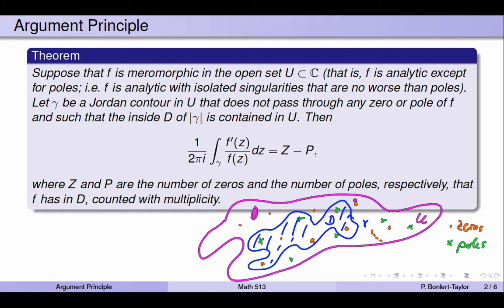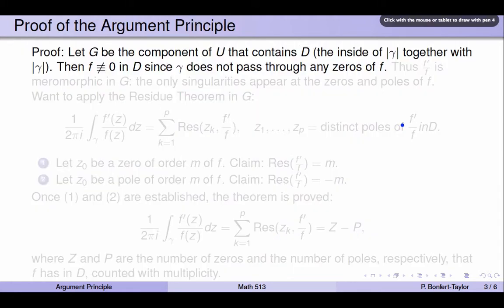So this is the argument principle, and we'll get to some really wonderful applications of the argument principle in our last class. But for now, we need to just prove the argument principle, and it is proved using the residue theorem. So let's look at the proof of the argument principle.